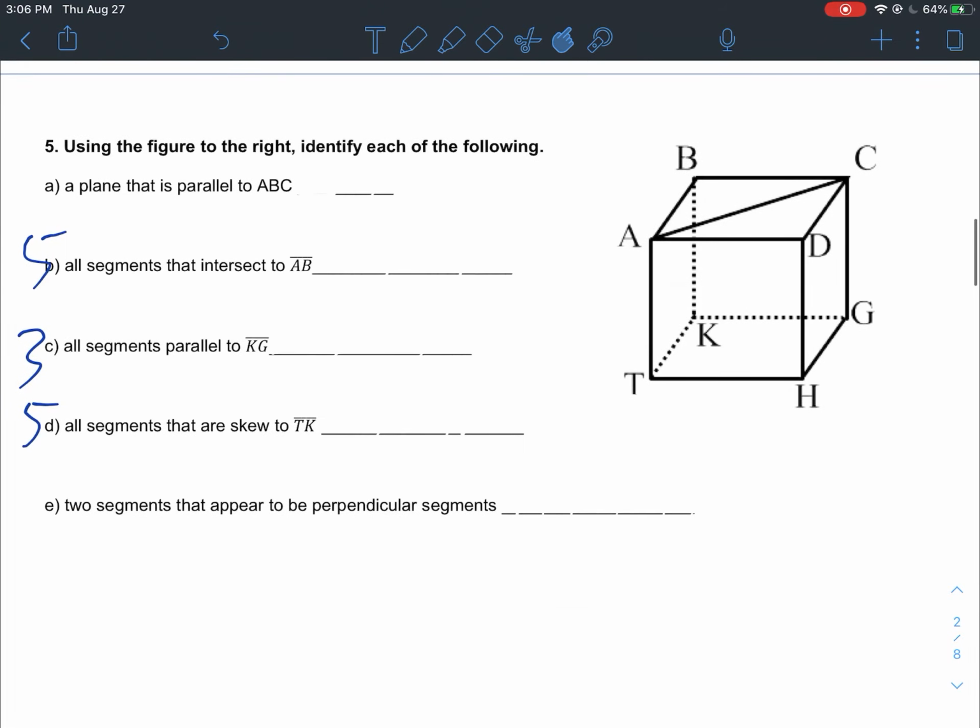All right, I'd like you to pause the video here and try this slide. On the right side or left side over here, I can tell you there are 5 answers to part B, 3 answers to part C, and 5 answers to part D. There's only one answer for part A, and there are a lot of different answers for part E. Come back when you're ready.